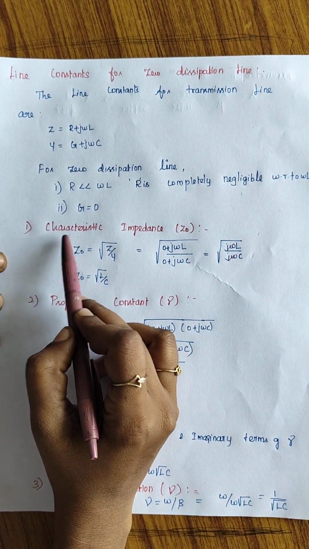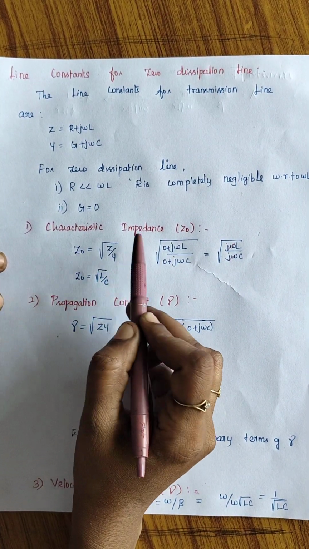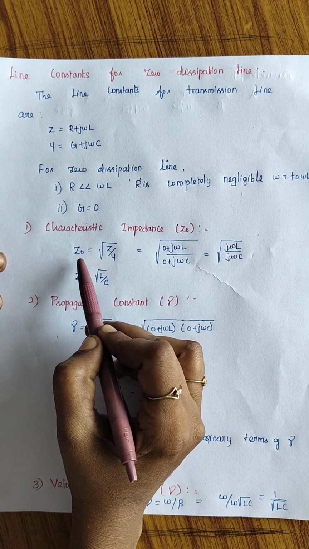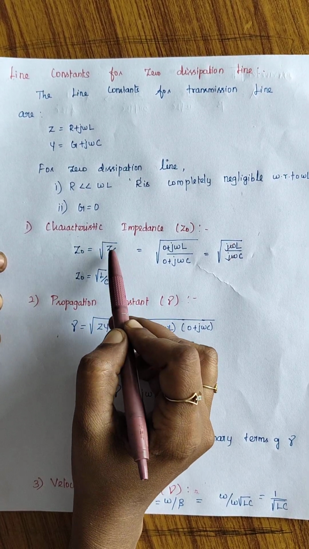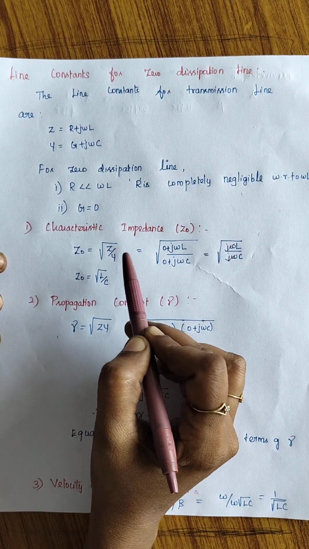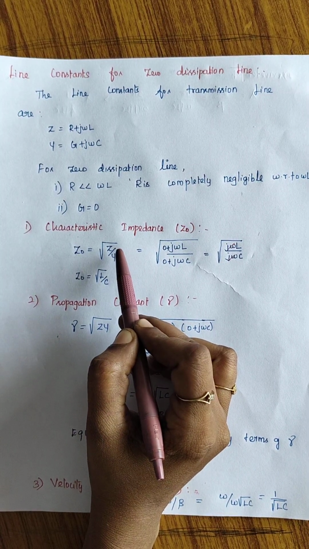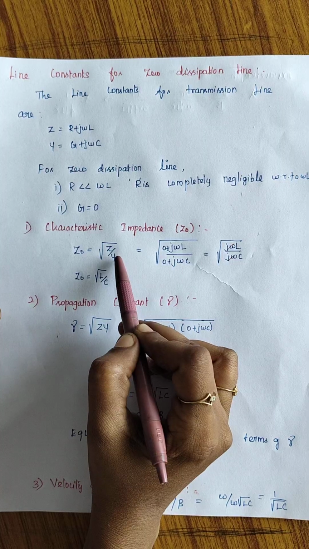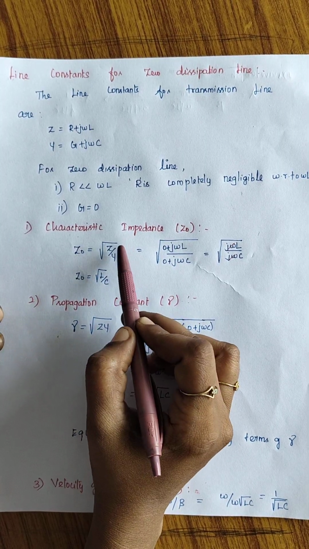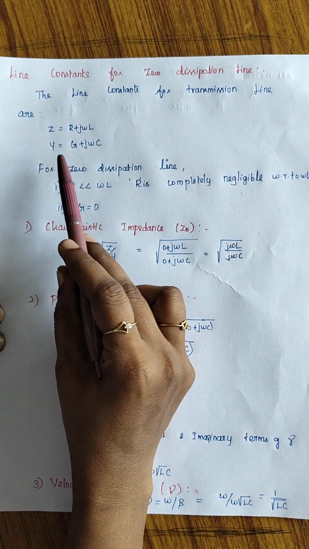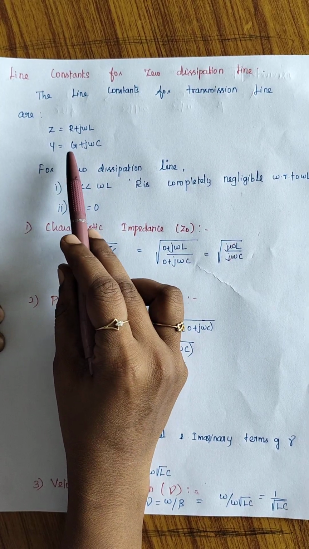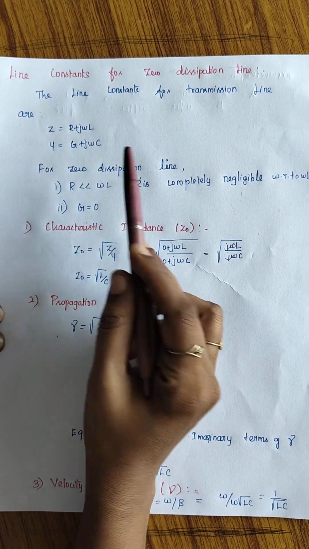The first one is characteristic impedance. What is the formula for characteristic impedance? Z naught is equal to square root of Z divided by Y. Already we know Z means series impedance and Y is shunt admittance. Z is equal to R plus j omega L, and Y is equal to G plus j omega C.